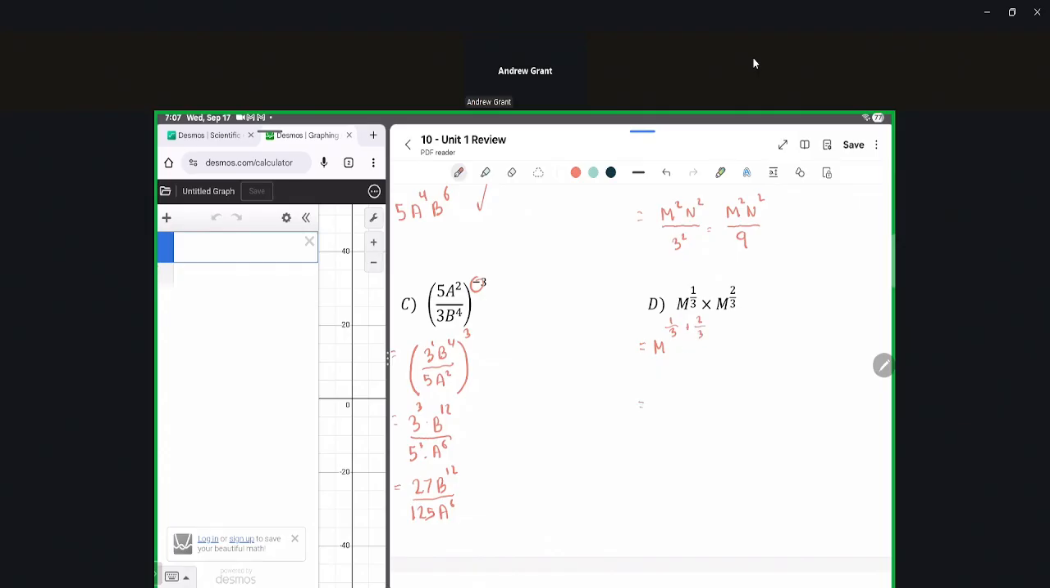And remember, when you're adding or subtracting fractions, you want to make sure the denominators are the same. In this case, they're both 3. So this will be the same thing as m to the power of 1 plus 2 divided by 3, which is the same thing as m to the power of 3 over 3, which is just m to the power of 1, which is simply m. Surprisingly, this ended up having more steps than all of the previous questions, but these things happen.